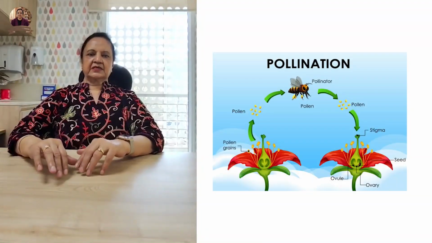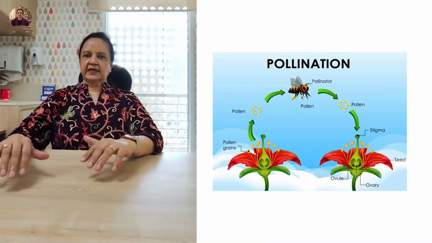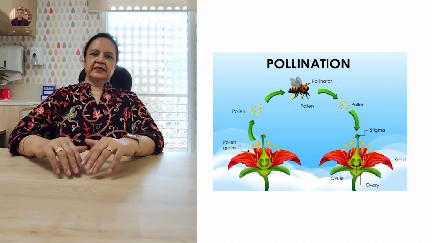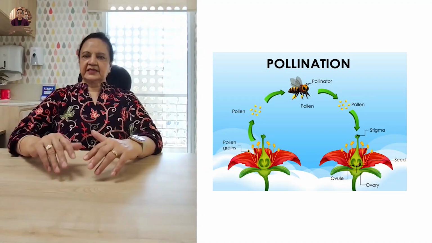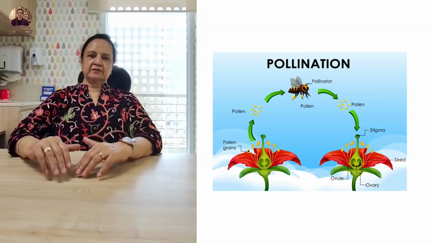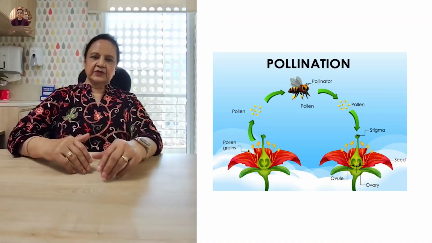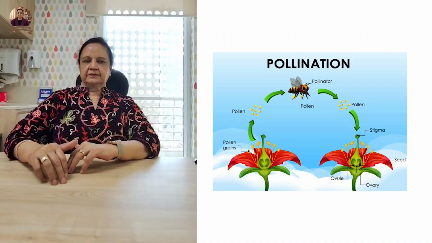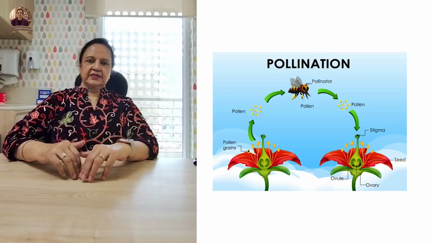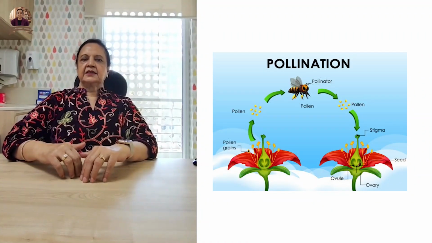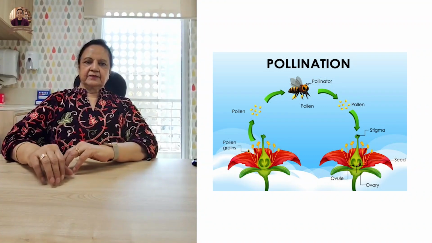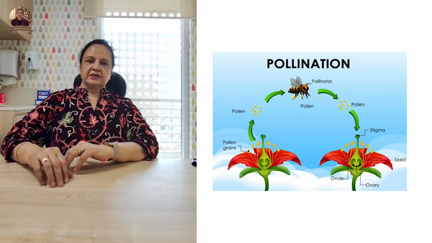Pollination is the transfer of pollen grains from the anther to the stigma. Self-pollination means the pollen grains are transferred to the stigma of either the same flower or some other flower, but of the same plant. Cross-pollination is between different plants of the same species through agents. Cross-pollination brings genetic variations.